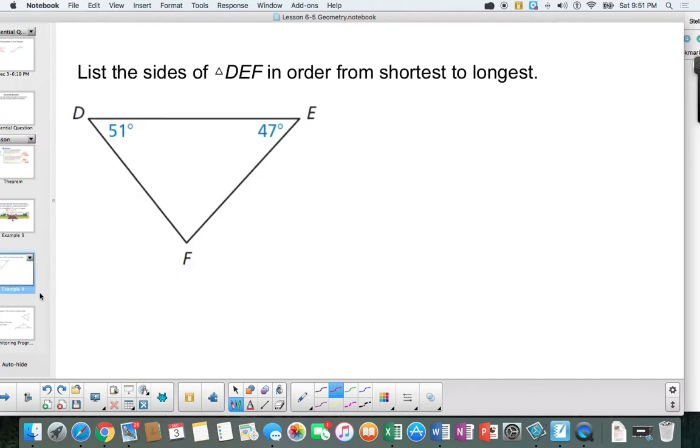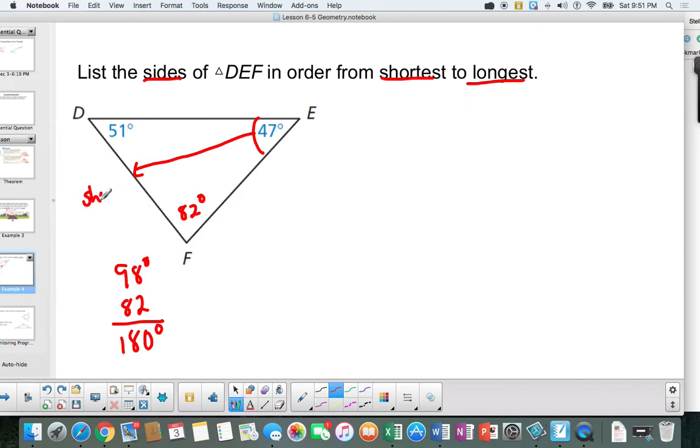Let's take a look at another problem in which we order the sides from shortest to longest. So we know that these two angles add up to 98 degrees, which means that our third angle is 82 degrees to force us to get 180 degrees. We want the shortest, which will be opposite the smallest angle. So that's going to be the shortest side. So we'll say DF. Our next angle will be 51, and it'll be opposite EF. And then our longest side will be DE.